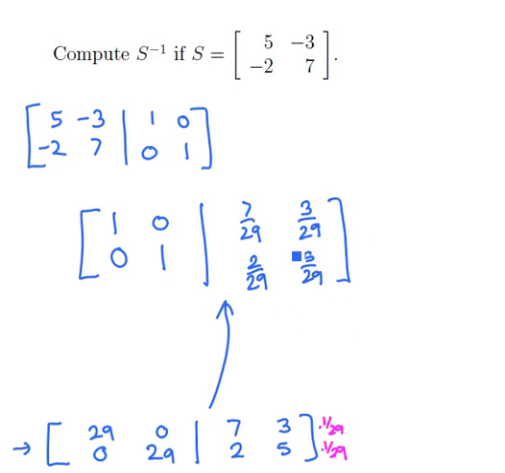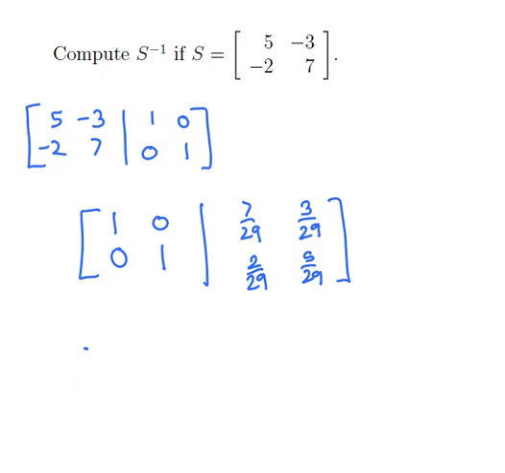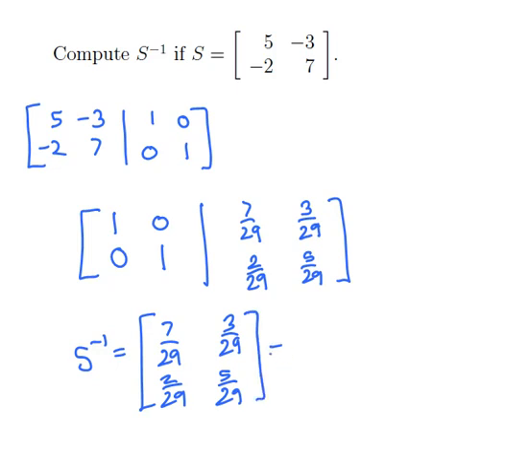In other words, we have S inverse is equal to the matrix 7 29ths, 3 29ths, 2 29ths, and 5 29ths. And since that 1/29th could be factored out of everything, it's preferable and a heck of a lot easier to read by pulling it out and simply writing this as 1/29th times 7, 3, 2, 5. And there's our inverse matrix.